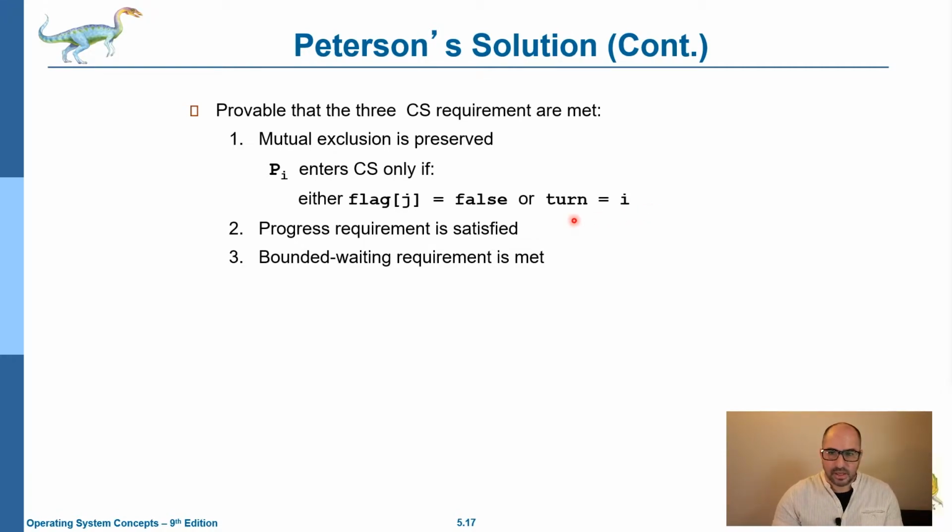Progress is maintained because, as long as the flag is set at the end, progress will be made: if J is not within the critical section, then process I may enter, given our initial conditions. And bounded waiting is met because when process J completes, process I will be allowed to enter its critical section before process J would be able to enter the critical section.